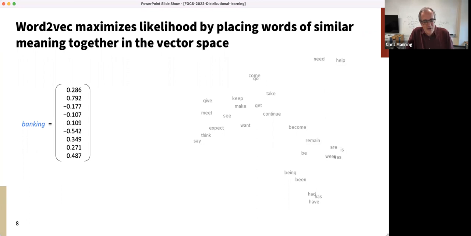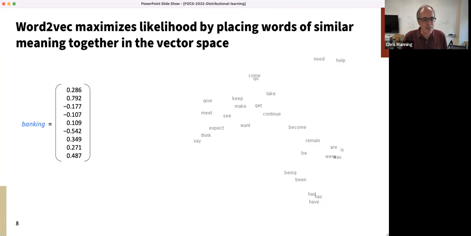Then up the top, we have come and go as a very close pair. And over to the bottom left, we then have verbs that take sentential complements. So he said that he was annoyed, he thinks that he's annoyed, he expects that she'll be annoyed kind of sentences. So there's this sort of very good meaning capturing.